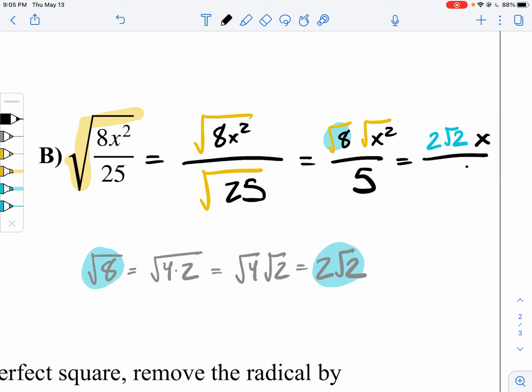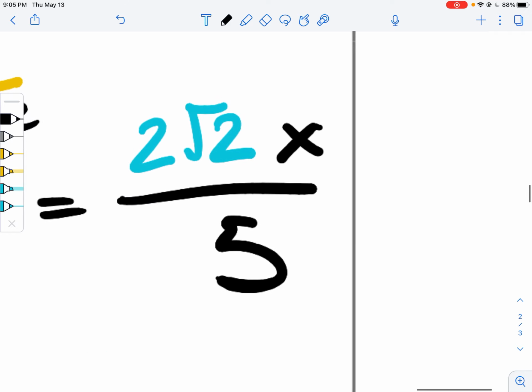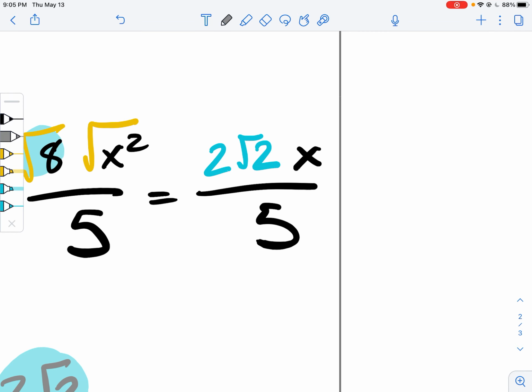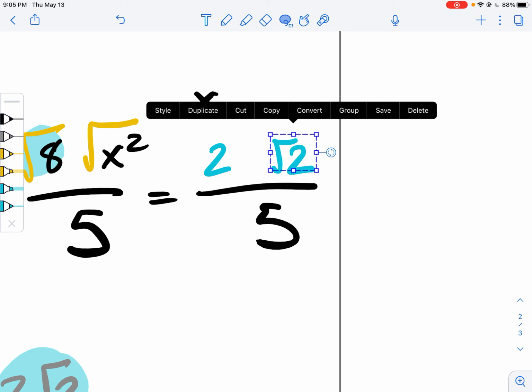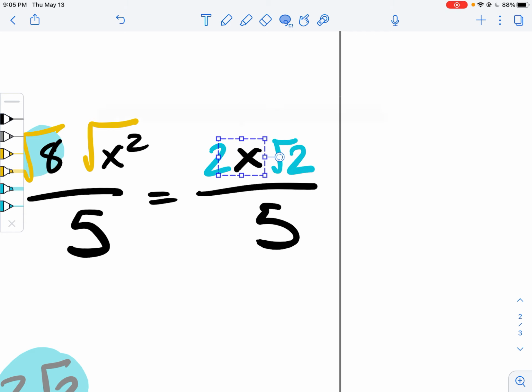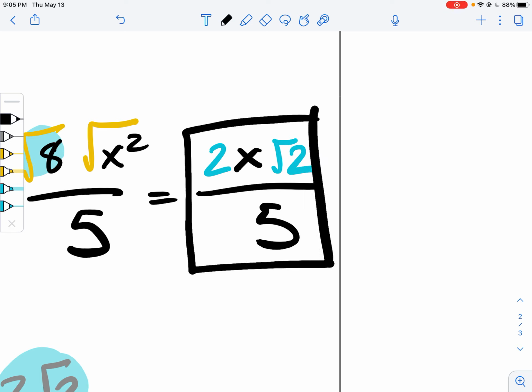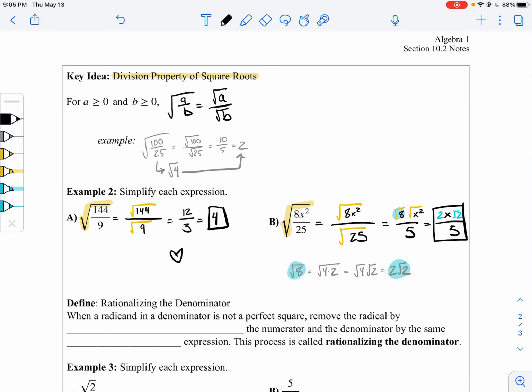That's just x, but careful, because this looks like, oh, this is the square root of 2x, but it's not. It's the square root of 2 times x. So to avoid that confusion, we always put things that are not under the radical in front of the radical. So that's 2x times the square root of 2 all over 5. And now we are all set.